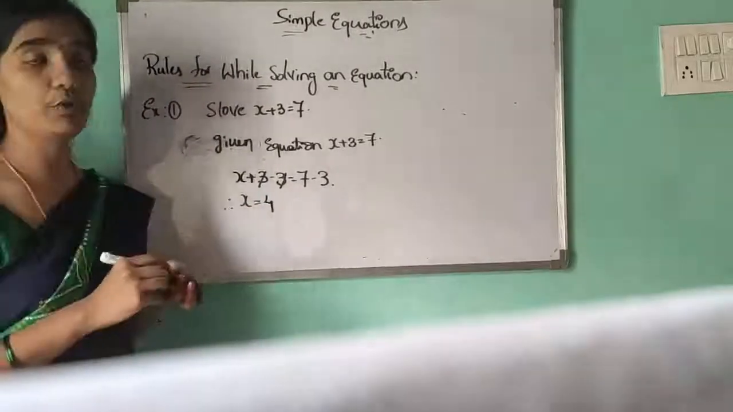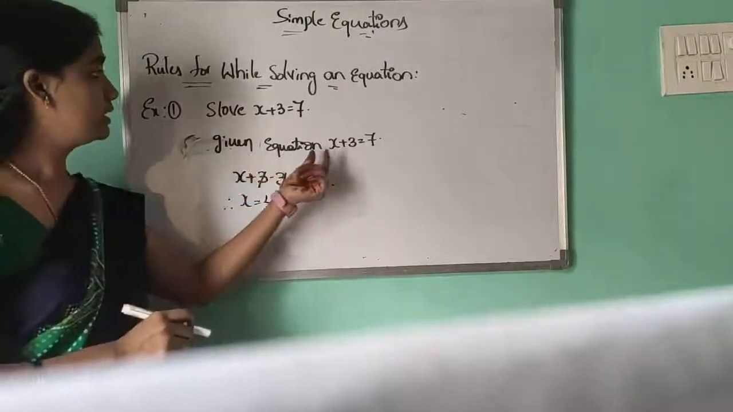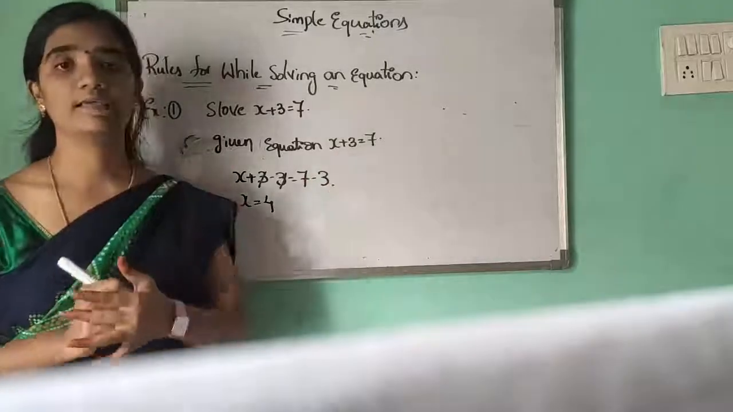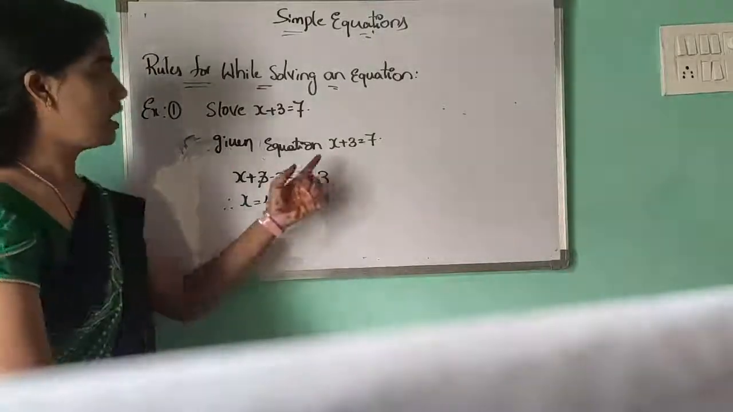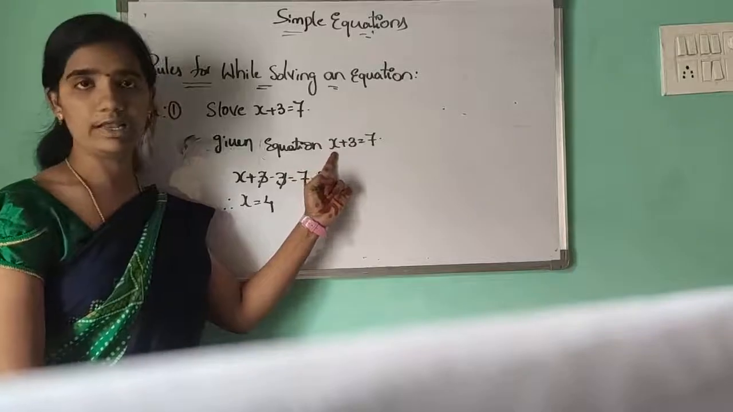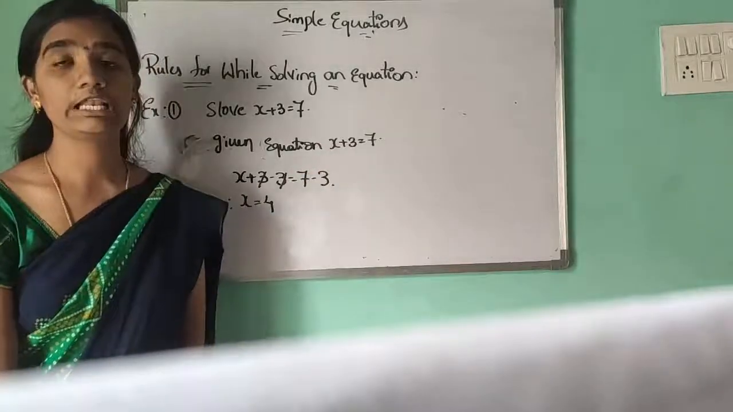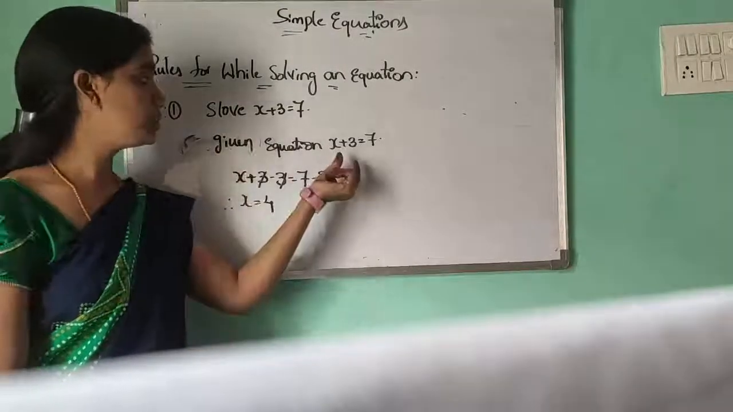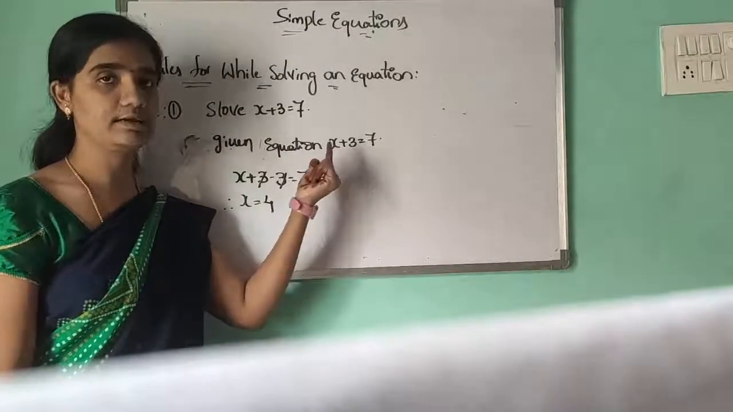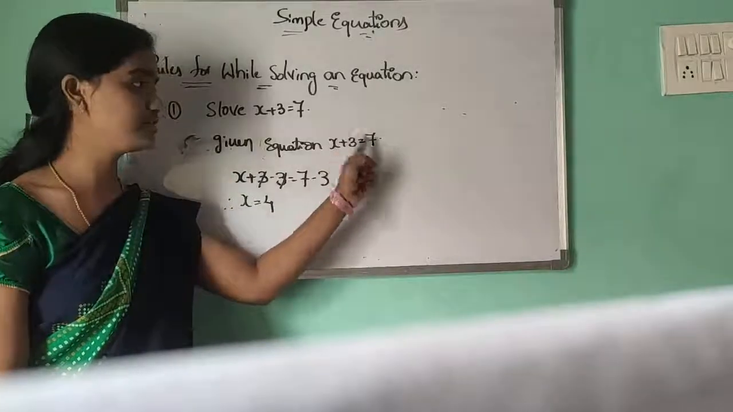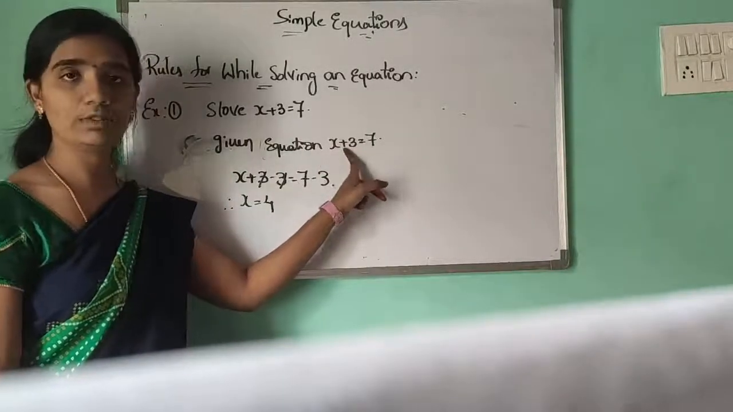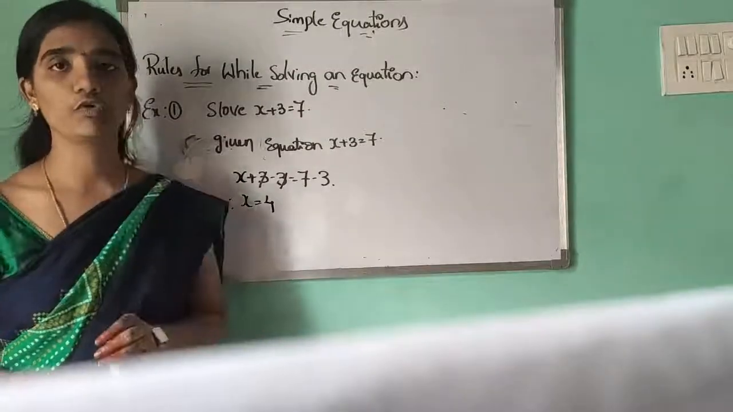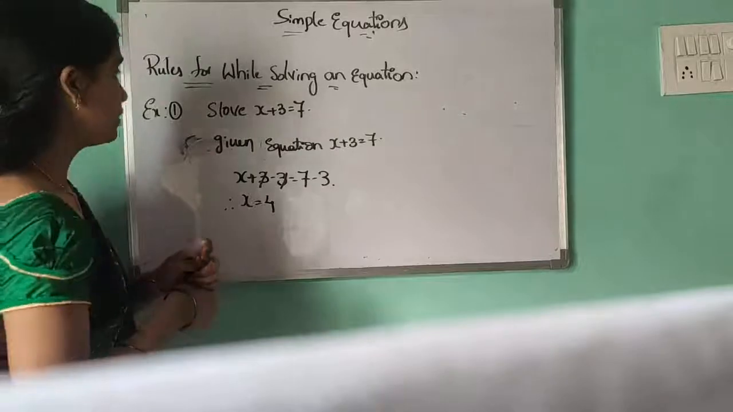So in this way, the given equation is x plus 3 equal to 7. Here we can get the x value by removing the plus 3. Which number do we have to add to remove the 3? That means minus 3. Minus 3 is added to both sides, which removes the plus 3. So we get the answer: x is equal to 4.